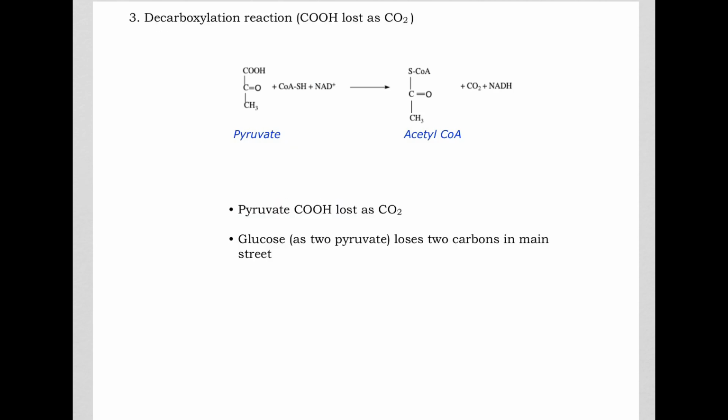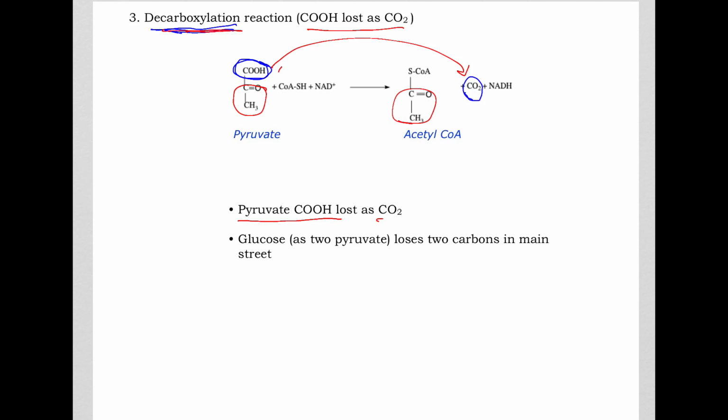This reaction is also a decarboxylation reaction. So what is a decarboxylation reaction? It's a reaction where the carboxyl group of a substrate comes out as carbon dioxide. If you remove this carboxyl group, what we have left is this part here, and the carboxyl group comes out as carbon dioxide. So that's called a decarboxylation reaction, where the carboxyl is lost as carbon dioxide. Basically the pyruvate carboxyl is lost as carbon dioxide, and we get an acetyl group.